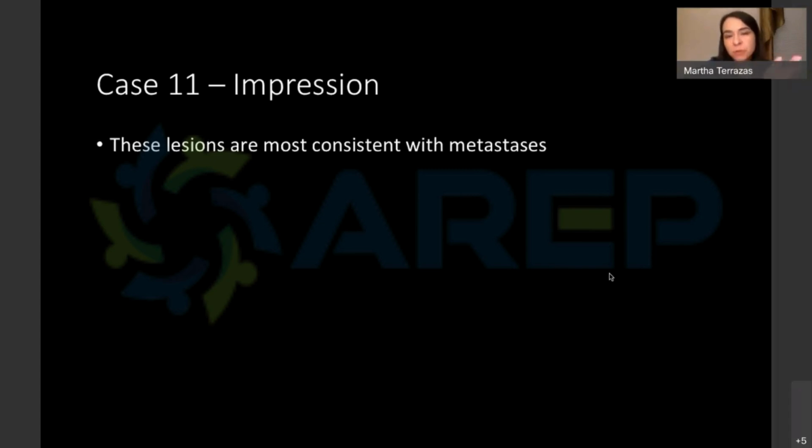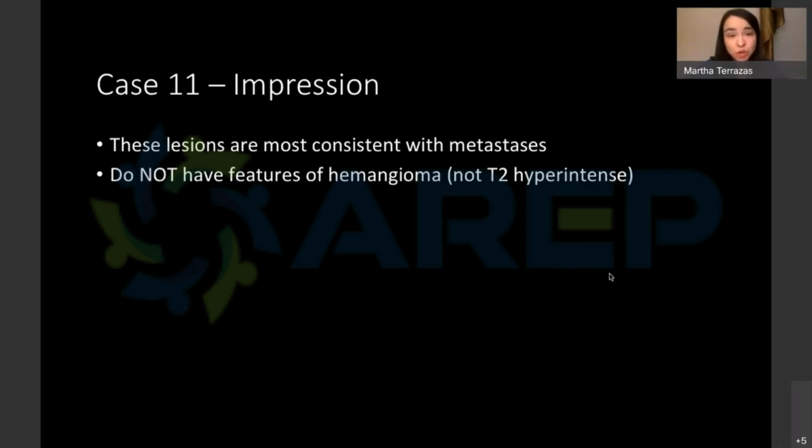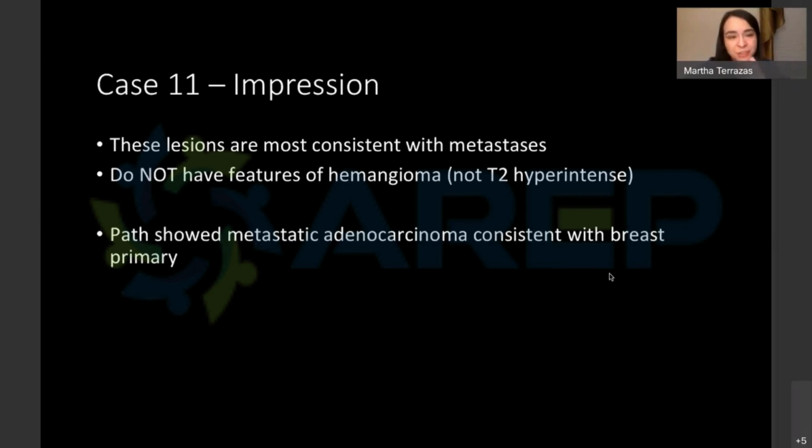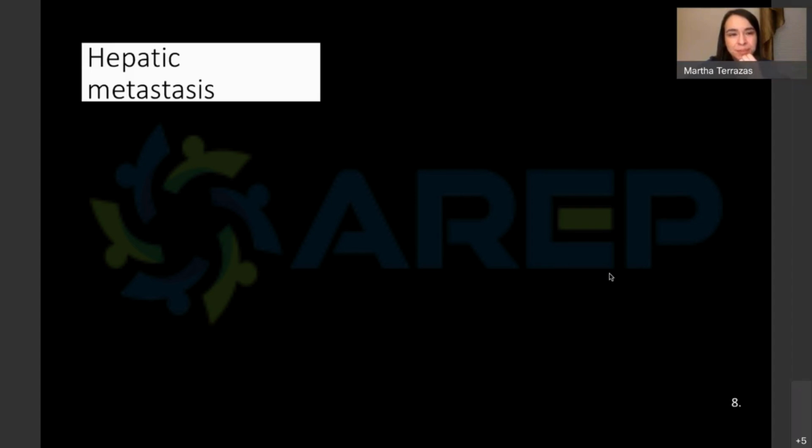So these lesions are most consistent with metastasis. Given that history of breast cancer, they're not consistent with hemangioma at all. They do not have any imaging features of hemangioma. They're not T2 hyperintense. They don't have peripheral nodular discontinuous enhancement. They biopsied these lesions, and the pathology showed metastatic adenocarcinoma consistent with breast primary.